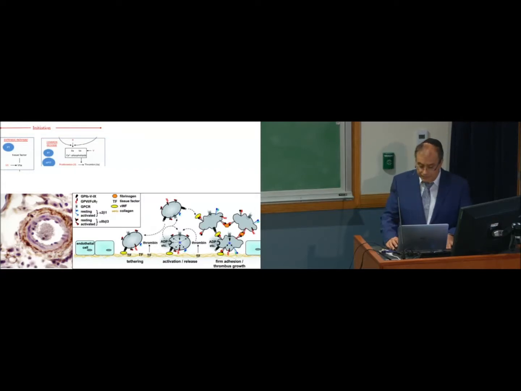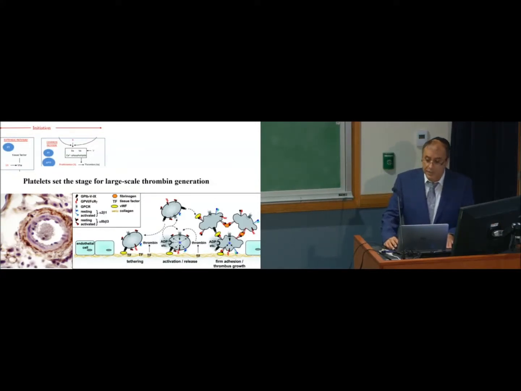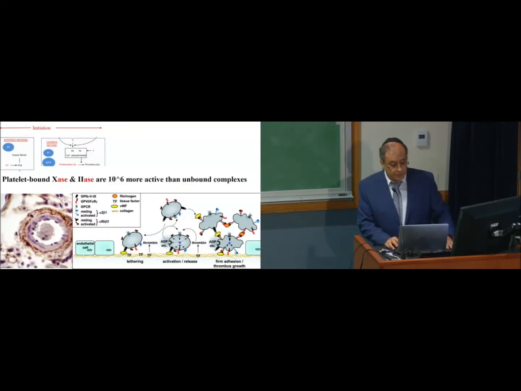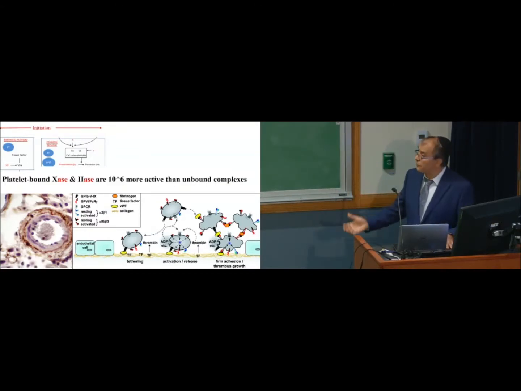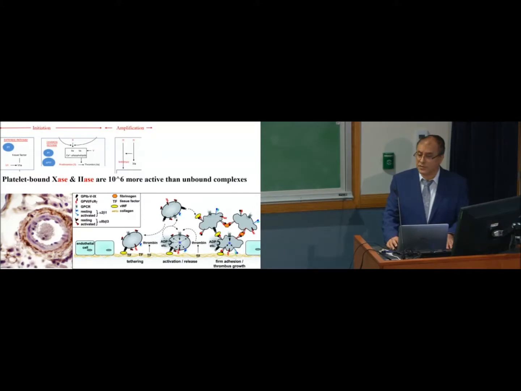The activated 5 and 8 then remain attached to the surface of the platelets and localize all subsequent reactions to the area. Platelets then set the stage for a large-scale production of thrombin and fibrin. This is because the platelet-bound prothrombinase and tenase are 1,000,000 times more active than unbound complexes. And coagulation then proceeds on a large scale through the intrinsic and the common pathway, and a clot is formed.